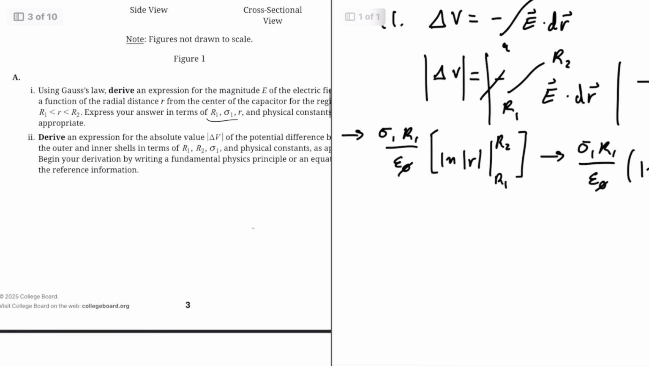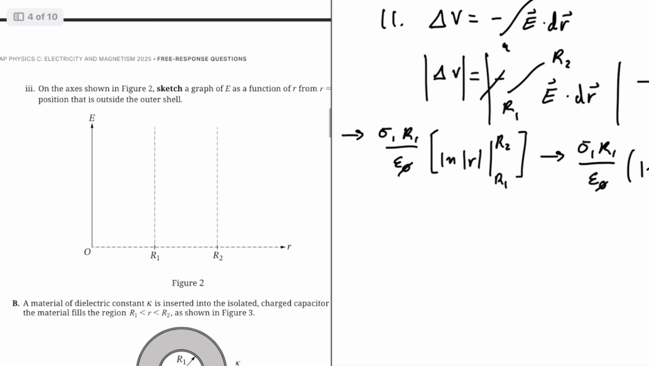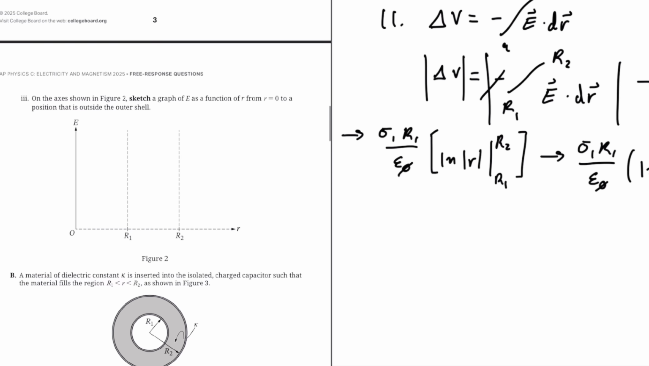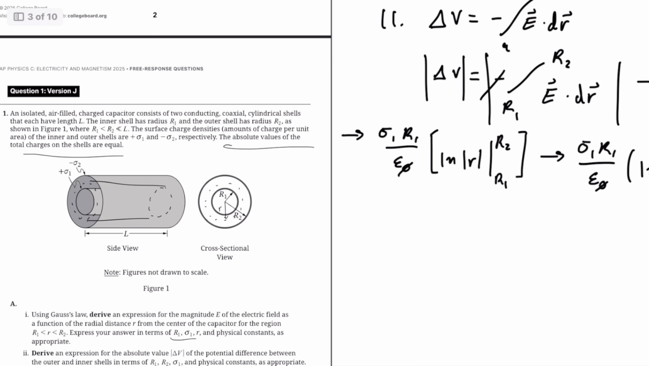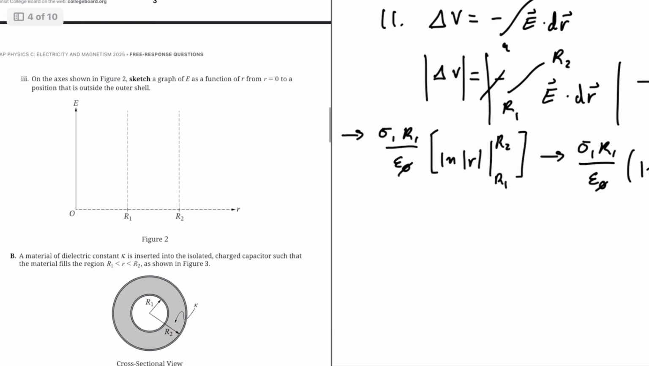So now we've derived that. And now question 3 is going to tell us, on the axes shown in figure 2, sketch a graph of the electric field E as a function of R from R equals 0 to a position that is outside the outer shell. Now this is where this thing that I highlighted comes back. The absolute values of the total charges on the shells are equal. So let's think about the last section first.